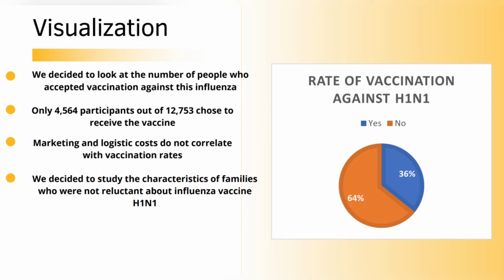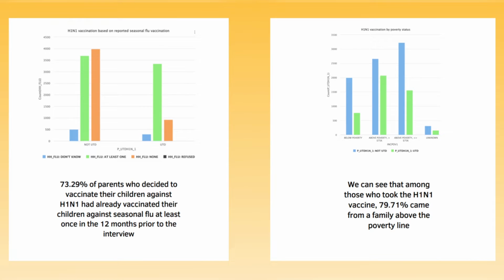For this reason, we decided to study in more detail the characteristics of families who were not reluctant to vaccinate their children against H1N1, in order to identify and analyze the specifics that might influence participants' decision-making. We first investigated whether there was a correlation between having previously received the seasonal flu vaccine and the decision to get the H1N1 vaccine. We found directly that 73% of parents who decided to vaccinate their children against H1N1 had already vaccinated their children against seasonal influenza at least once in the 12 months prior to the interview.